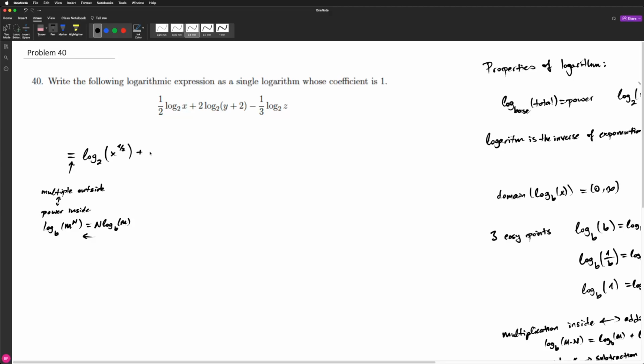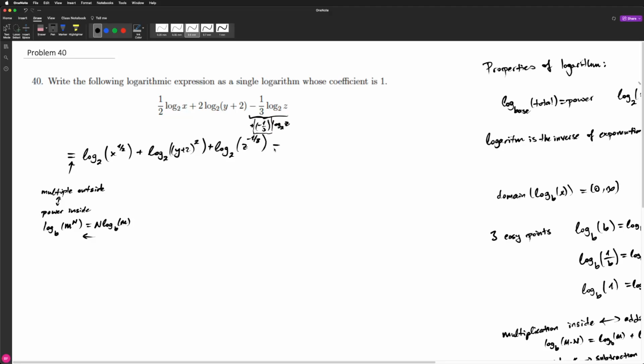Multiple 2 outside for the second term becomes the power 2 inside, but it is the power of the whole inside, right? So you have to be a little careful with the parentheses. And that minus, I'm going to bring it with the minus. So logarithm of z to the power negative 1 over 3. So that minus, I break it as plus minus 1 over 3 times logarithm of z with respect to base 2. I'll write it like that, and then I take this number.